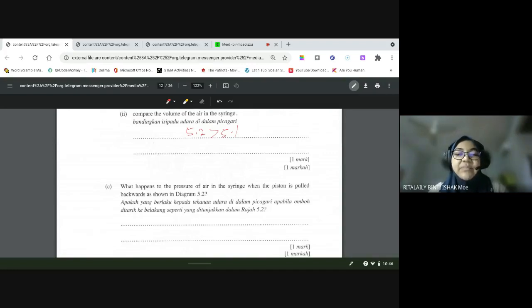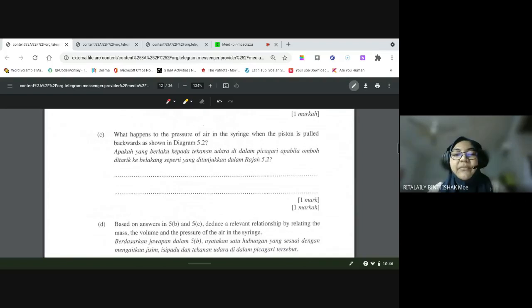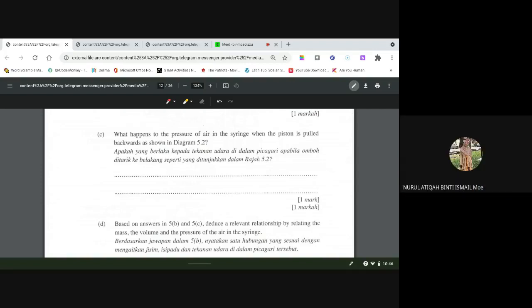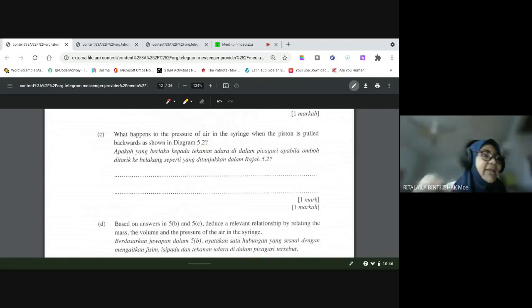What happened to the air pressure of the air in the syringe when the piston is pulled backward? So, rasanya apa jadi kepada pressure tu? Bila kita tarik a piston, jadi volume dia lagi besar. So, what do you think will happen to the pressure? Decreases. Yes, increase ke decrease? Decrease. Okay, decrease. Salah spelling. Decrease. Satu markah aja kan? So, answer decrease sahaja. Ataupun smaller.